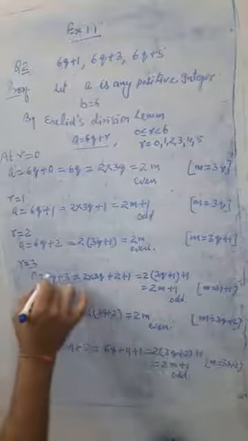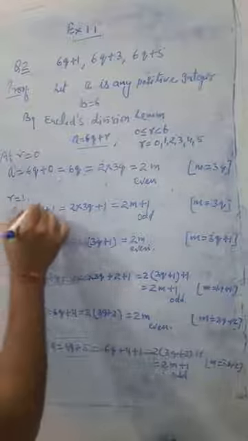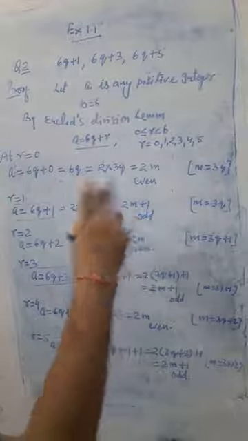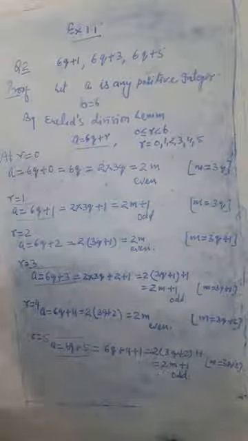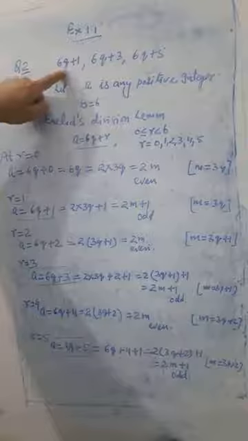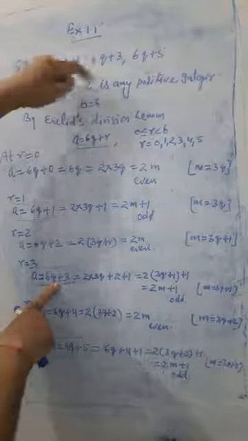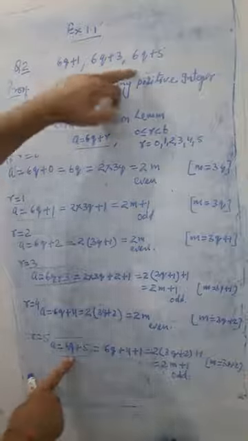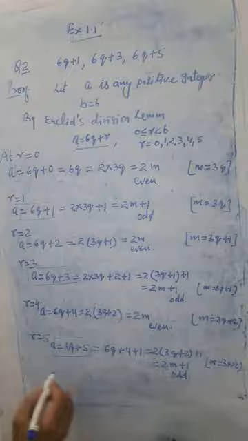6q plus 3 is an odd number, and 6q plus 1 is an odd number. It means that any positive odd number can be represented as 6q plus 1, 6q plus 3 and 6q plus 5.